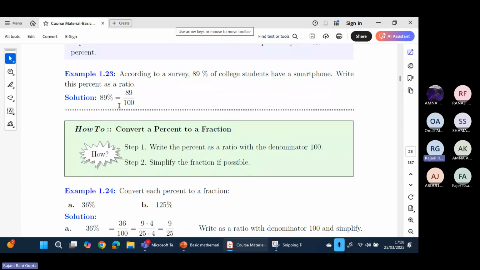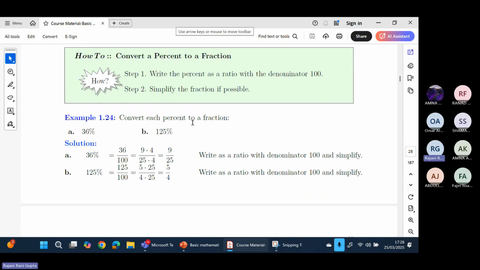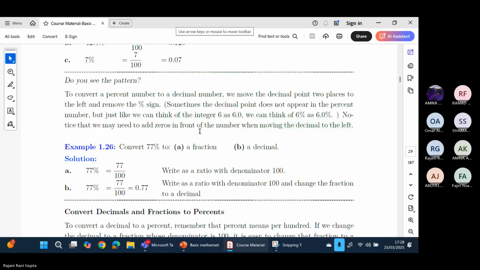Don't forget how you convert to percentage, because in the quiz in class, I remember students forgot how to convert into percentage. If you want to convert into percentage, multiply by 100. If you want a fraction, divide by 100. Okay?